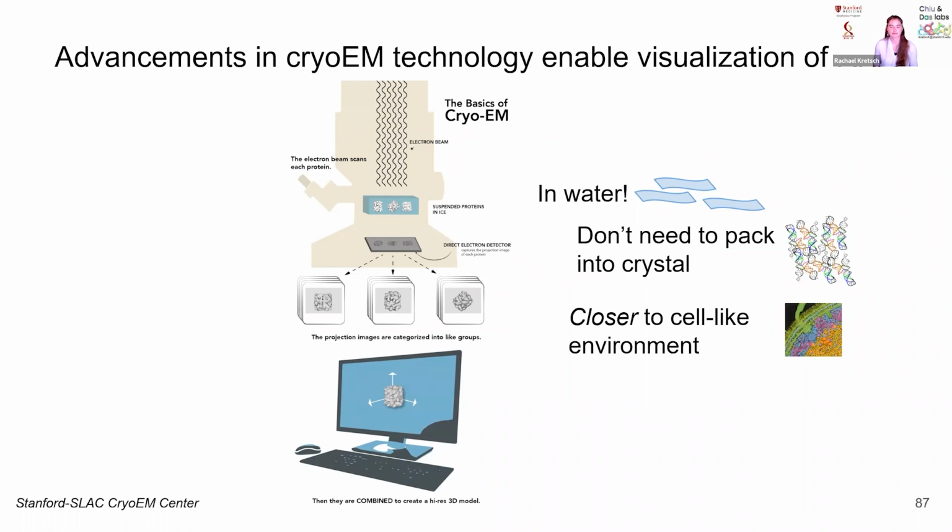The second reason for water is it's closer to the cell-like environment than a crystal would be. I say closer, right? Because it's just floating around in water. It's not the crowded environment of the cell. And hopefully maybe years down the line, we'll be able to actually image in the cell. And the second reason is it's faster. So I can get more data quicker for different RNAs.